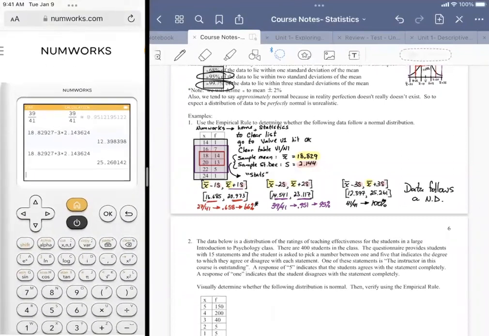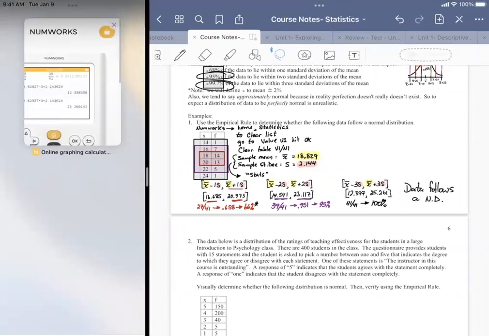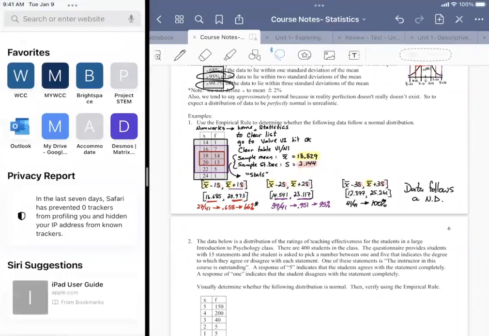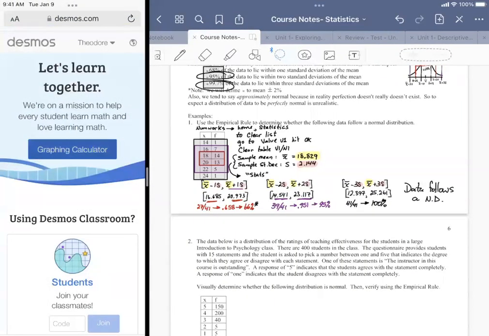That's not Desmos. Actually, I don't even remember doing that. So let me go to Desmos, learn together.